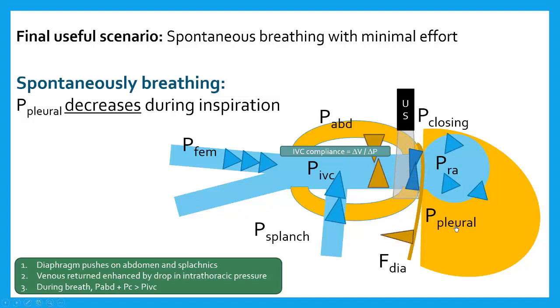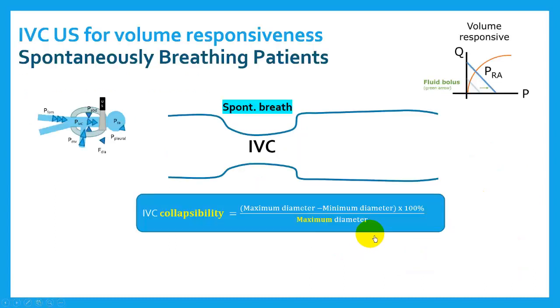What I've done here is, by decreasing pleural pressure, I've dropped my right atrial pressure. Even though there's mobilization of my splanchnic venous blood, I've dropped my IVC pressure even lower than the abdominal and closing pressures, so there's a tendency of the IVC to collapse. And again, you've seen this before, but this is in spontaneously breathing patients in whom there is not a huge drop in pleural pressure. Or again, we're making some inferences at the bedside.